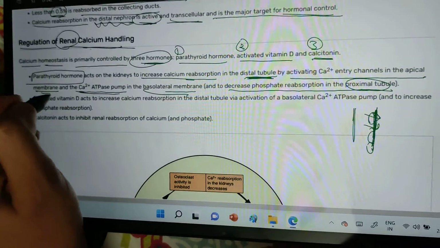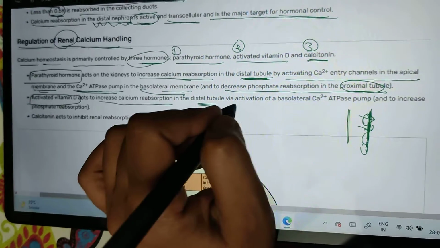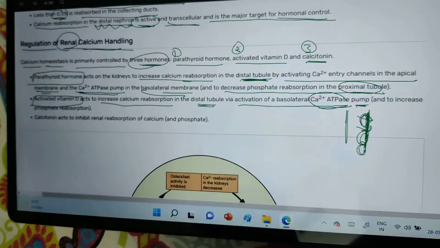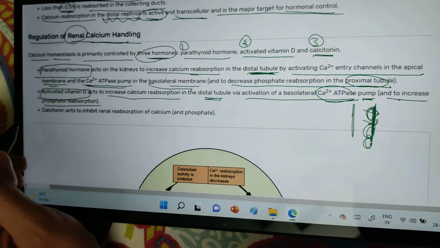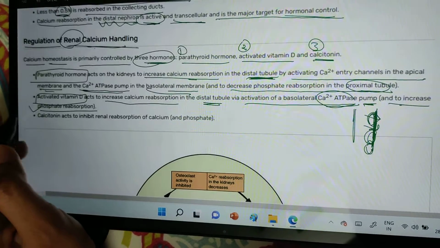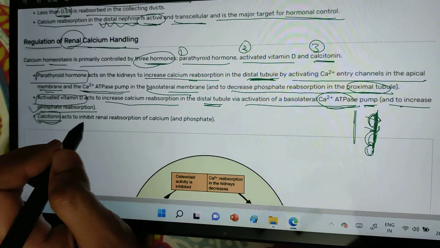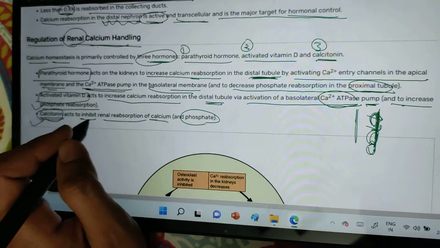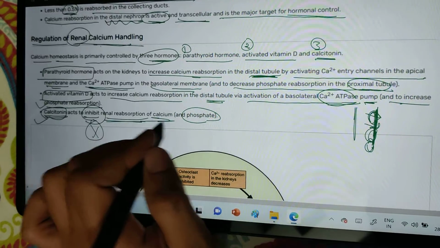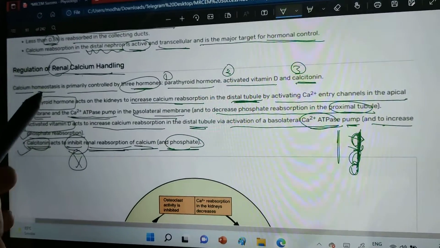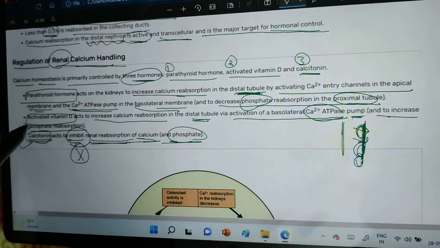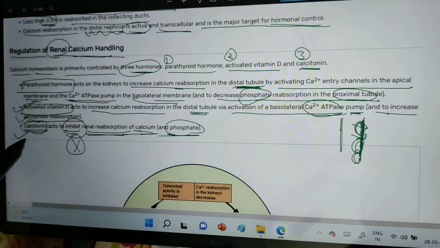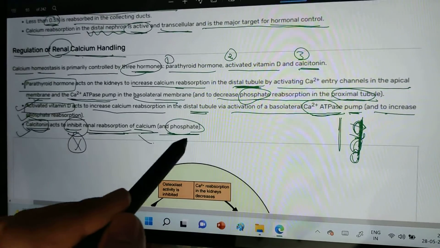Activated vitamin D acts to increase the calcium reabsorption in the distal tubule via activated basolateral calcium ATPase. It will also increase the phosphate reabsorption. Calcitonin acts to inhibit renal reabsorption of calcium and phosphate. Calcitonin has a negative effect. Parathyroid hormone will increase the reabsorption of calcium and decrease the reabsorption of phosphate. Activated vitamin D will increase the reabsorption of both phosphate and calcium, and calcitonin will decrease or inhibit the reabsorption of calcium and phosphate.